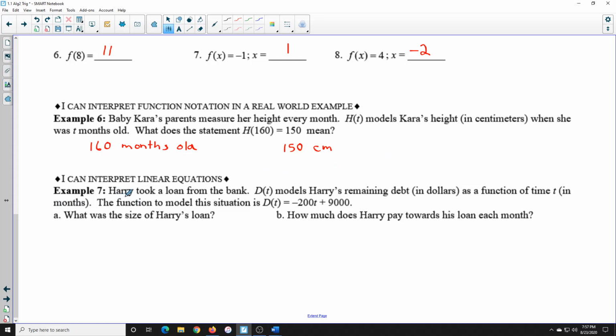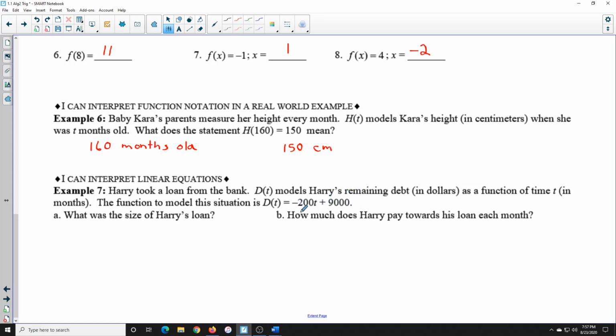Example 7. Harry took a loan from the bank. D of t models Harry's remaining debt in dollars as a function of time in months. The function to model the situation is given as d of t equals -200t plus 9,000. So what was the size of Harry's loan? So if we think back to Algebra 1 or any pre-algebra that we've done, we do know that this is the y-intercept.